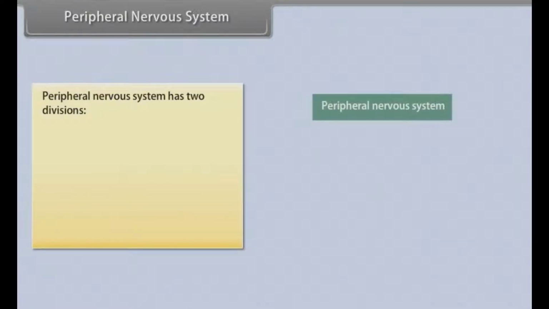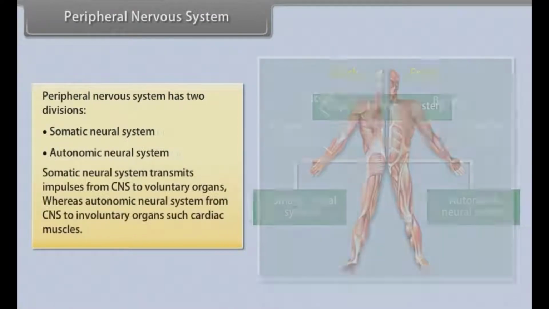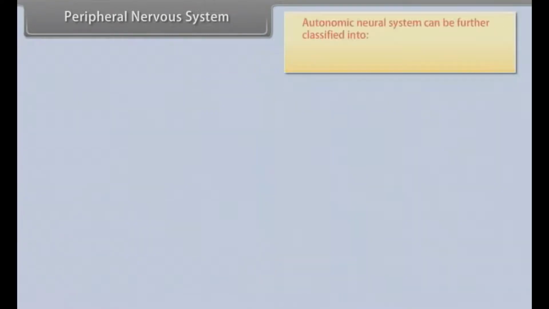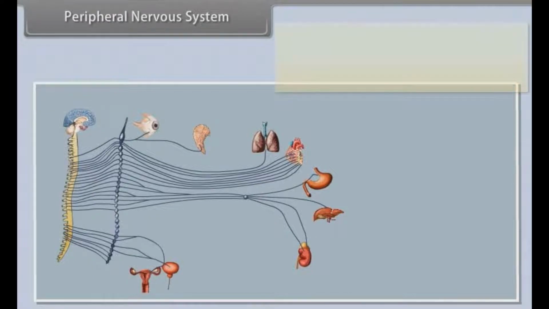Peripheral nervous system. The peripheral nervous system has two divisions, that are somatic neural system and autonomic neural system. Somatic neural system transmits impulses from CNS to voluntary organs, whereas autonomic neural system from CNS to involuntary organs such as cardiac muscles. Autonomic neural system can be further classified into parasympathetic neural system and sympathetic neural system.